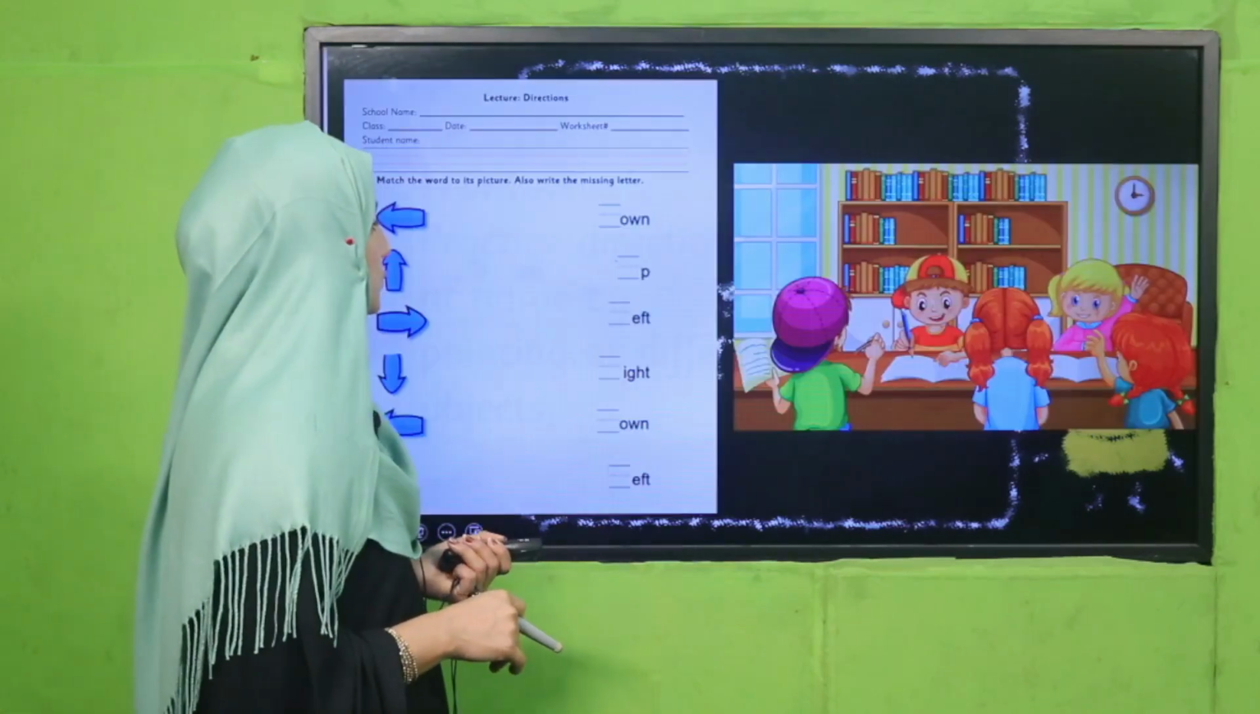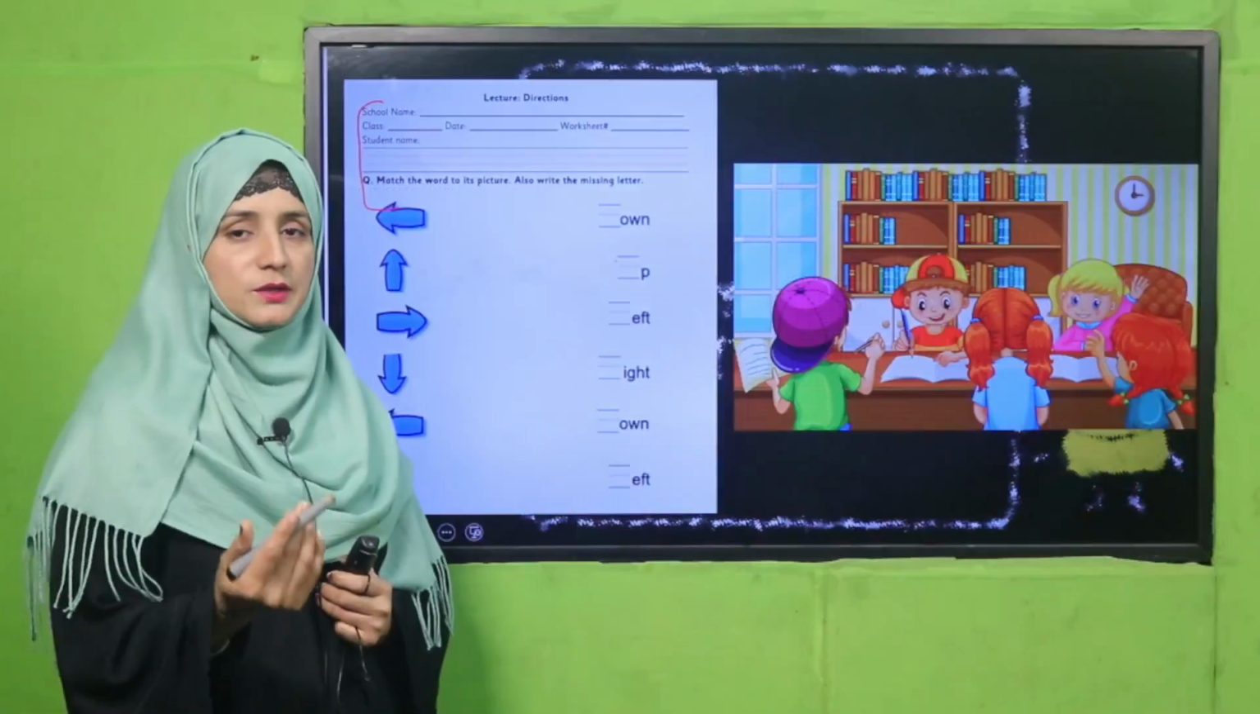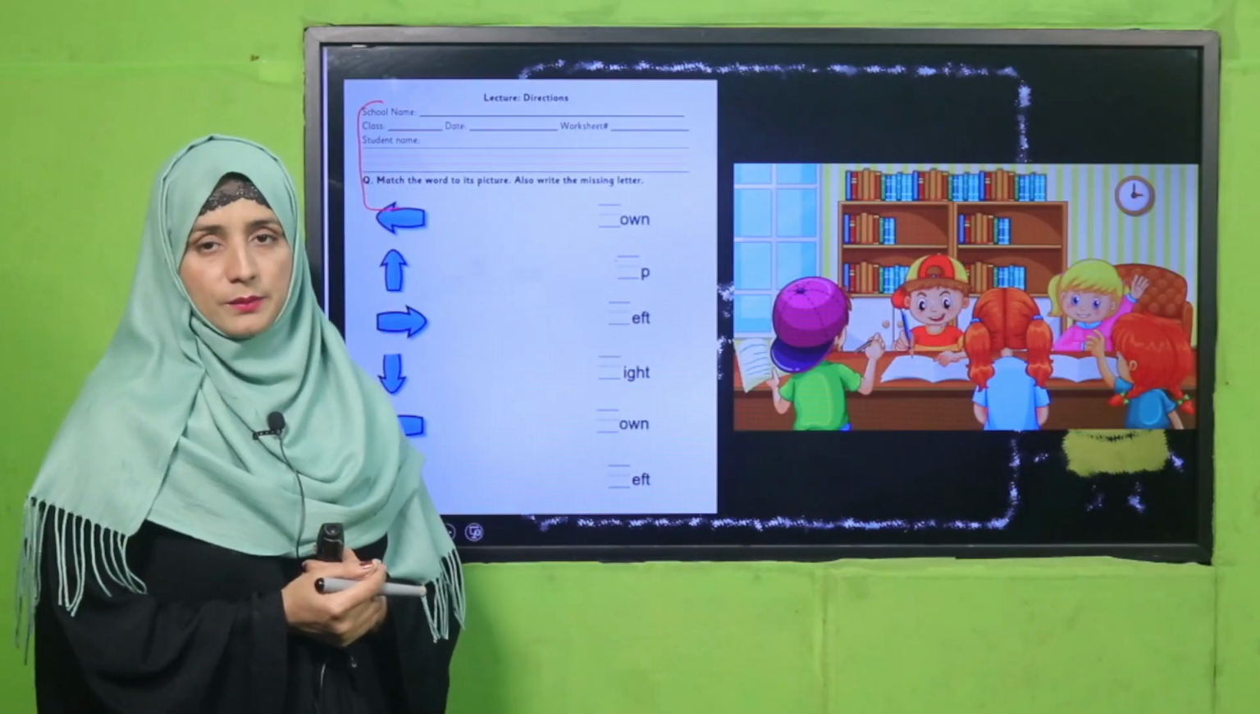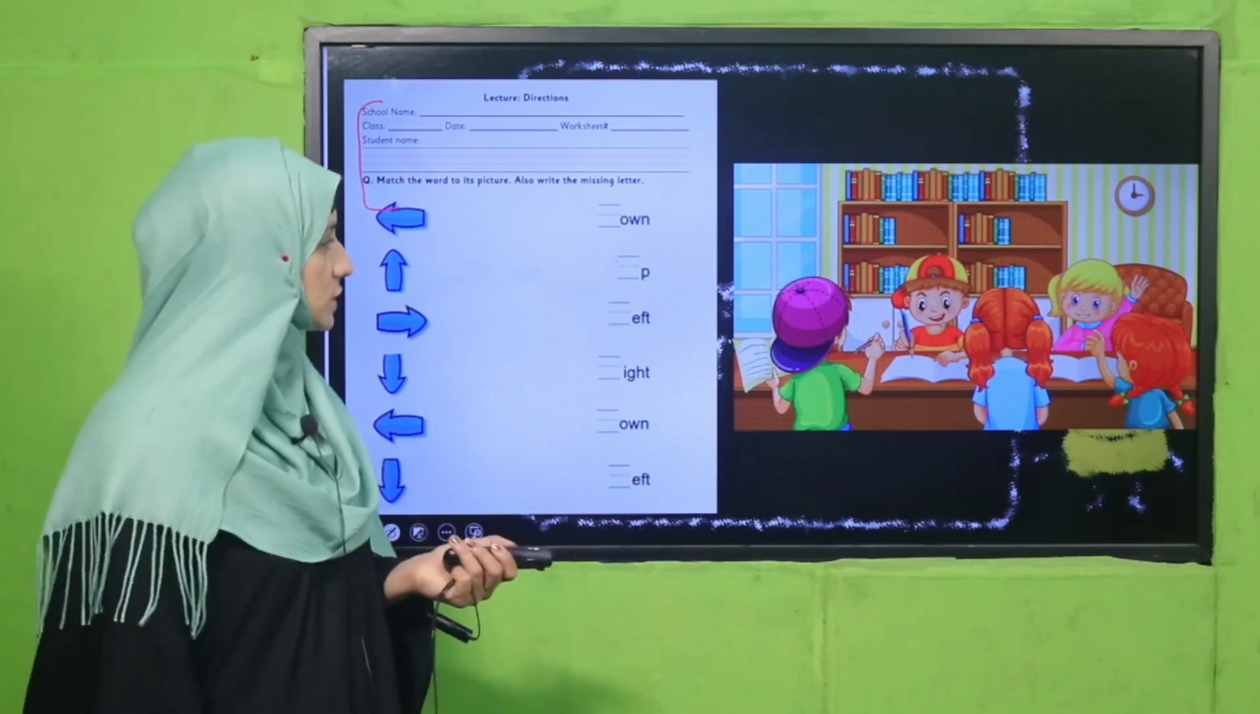Okay? Next, what you have to do? Yes, my dear fellow teacher, this is the worksheet. This worksheet link is given below. You should get it and provide it to your students in printed form so that we might be able to see how much knowledge they have got about directions.